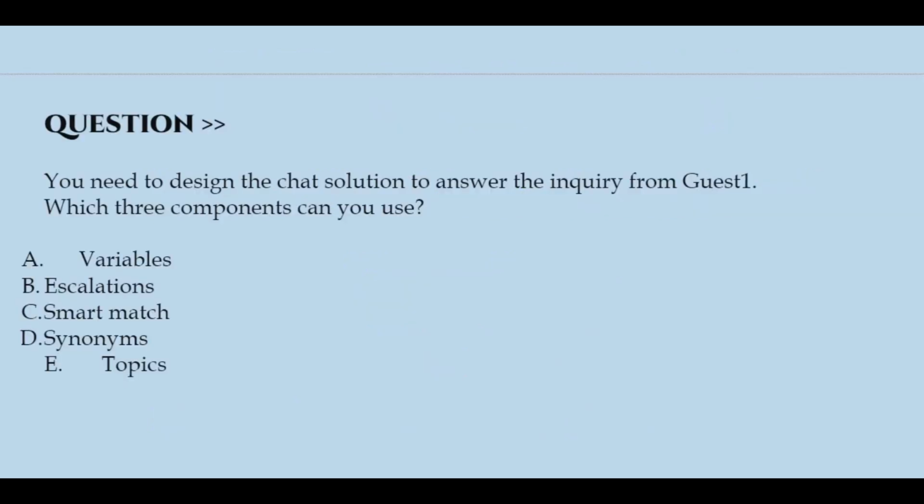Our question is, you need to design the chat solution to answer the inquiry from guest 1. Which three components can you use? Option A, variables. Option B, escalations. Option C is smart match. Option D, synonyms. Option E is topics. The answer is option A, C and D.